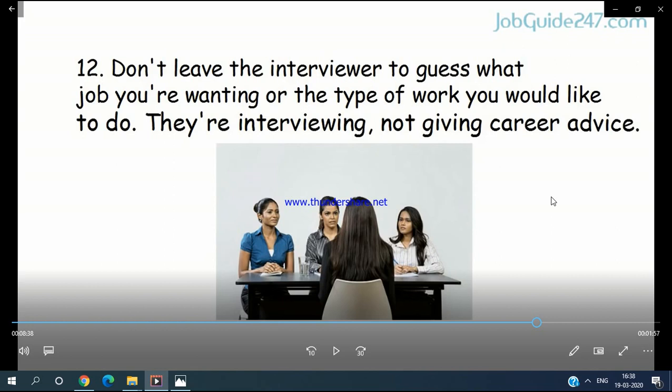You should clear all these kinds of doubts: what do you want to do, what kind of job do you want, what kind of questions do you want to ask, what should be the location, salary. If you have all these questions, clear them in advance before going to the interview. You should not make the interviewer confused with your job.